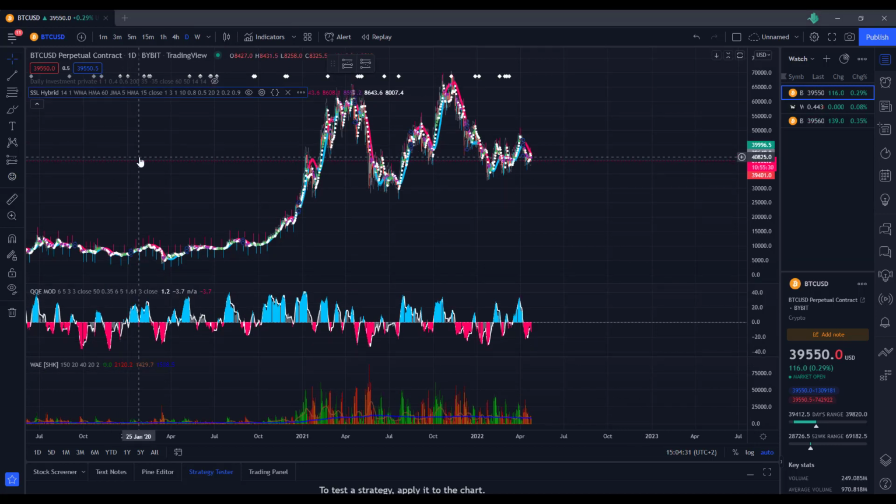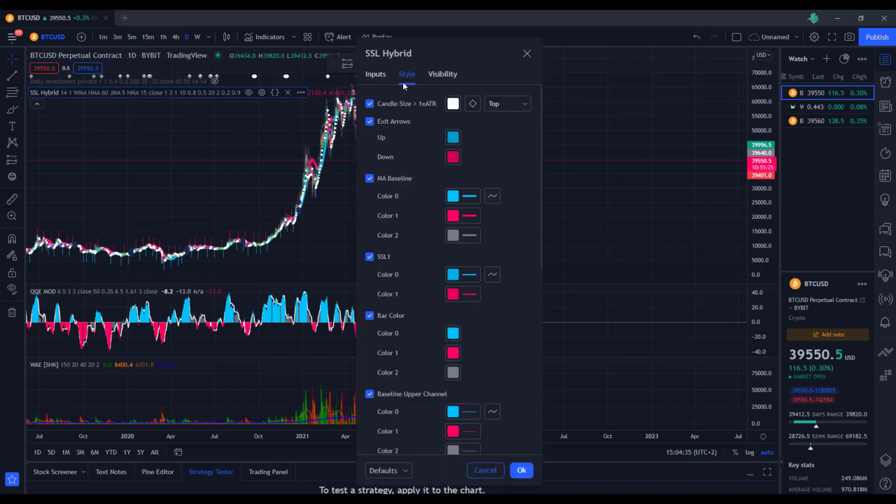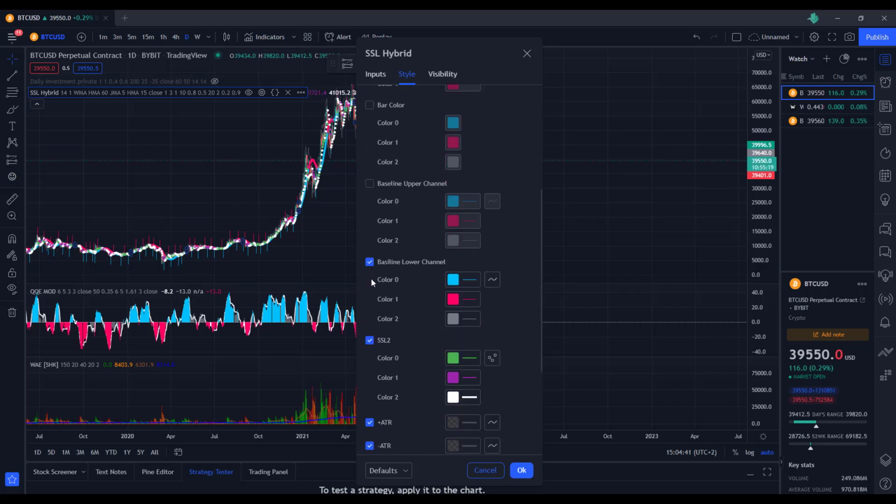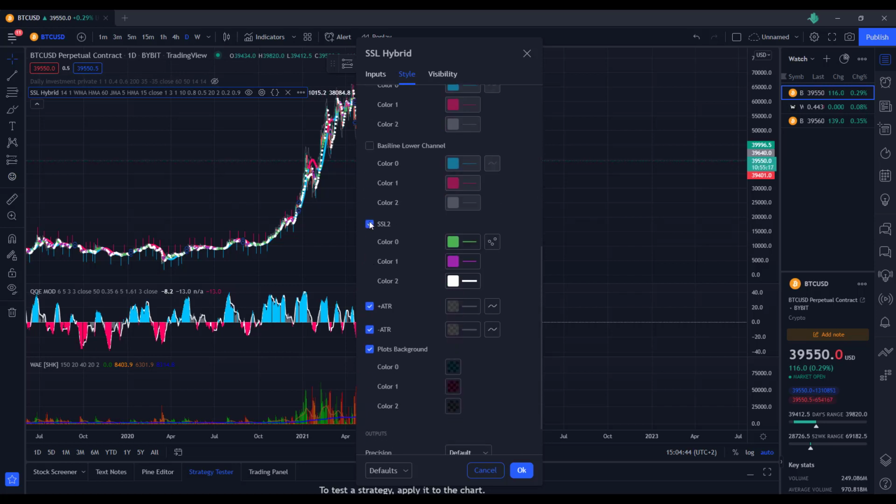Alright guys, first off, let's adjust some of the settings of the SSL hybrid indicator. So you're going to go to style and you're going to remove the candle size 1 ATR, SSL 1, bar color, baseline upper channel, baseline lower, SSL 2, plus ATAR, minus ATAR, and plus background.